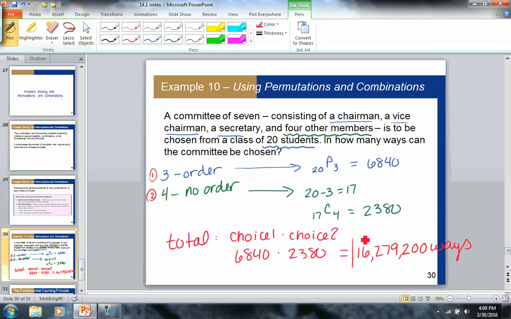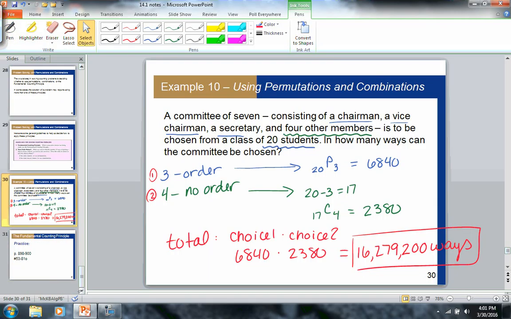And again, if you had this problem on a quiz or a test, remember you'd want to write your answer as a complete sentence. So you would say there are 16,279,200 ways that we could form this committee. Okay, so that's a really good example because it's showing all three concepts that we've been working with. It's got the permutations, the combinations, and the fundamental counting principle all together. So that's a very good problem.